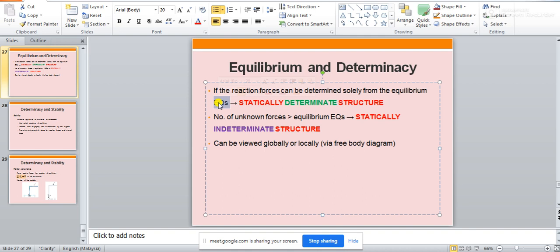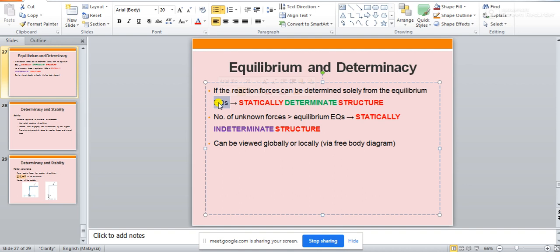Please understand this: when it is a two-dimensional structure, the structure will be statically determinate if there are three unknown reaction components, because you have three equations of equilibrium.